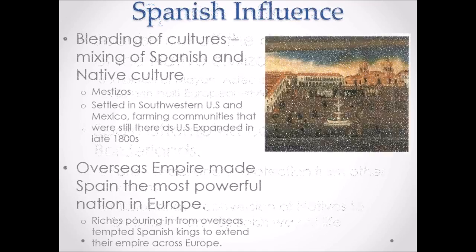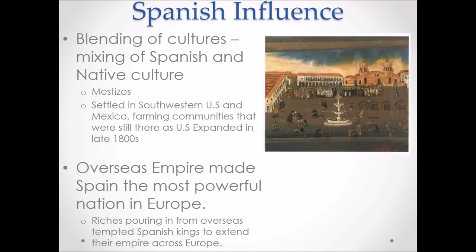So how else do the Spanish influence this area? So for starters, you get a blending of this culture, right? You have this mixing of this Spanish culture and this native culture, and in doing so, you get what's known as these mestizo people, and that is half native, half Spanish, and these people are really just looking to have a good life, and these people are typically building these farming communities in northern Mexico and the southwestern United States, and they're expanding into these areas just looking to have a living for themselves.